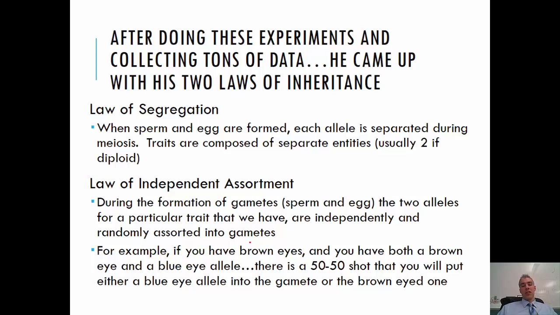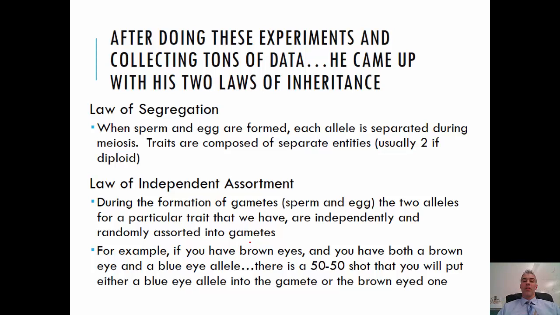So the law of segregation is this idea that when sperm and egg are formed, each allele that you have, because you have two, will be separated during the process of meiosis. And we saw that. That's the process of having a diploid cell and creating haploid gametes. We're separating the alleles apart through that process. So the traits are separate entities. They're not just one trait that you have. It actually has two components to it, which we'll call alleles, and the physical manifestation of those two components and the proteins being made from those alleles is what your trait is.